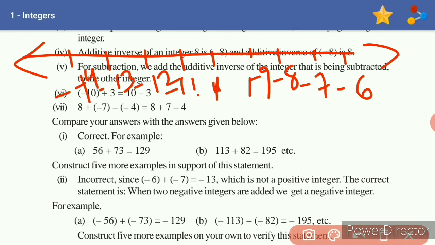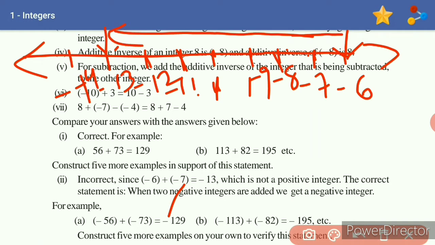Okay, now here our minus 6 is there, and we have to add a negative integer, so we move to the left. How many steps? Minus 7, so 7 steps. So 1, 2, 3, 4, 5, 6, 7, minus 13. So we have reached minus 13. Okay, so the answer is minus 13.